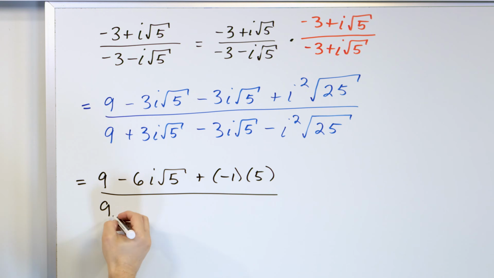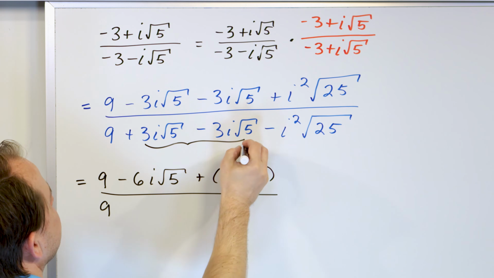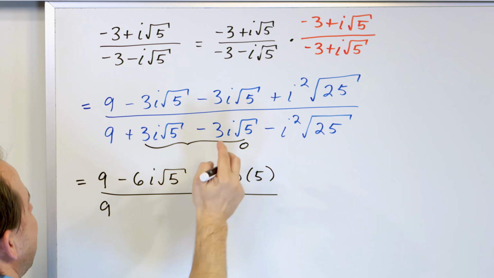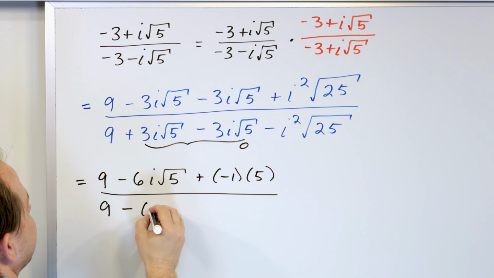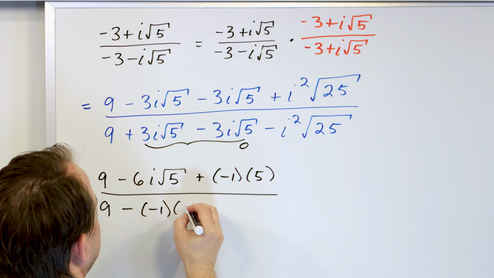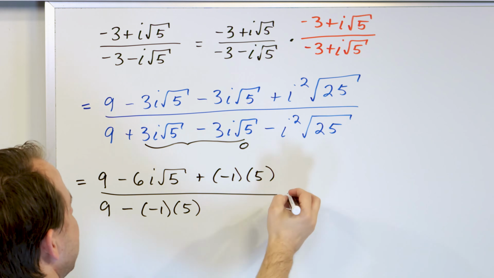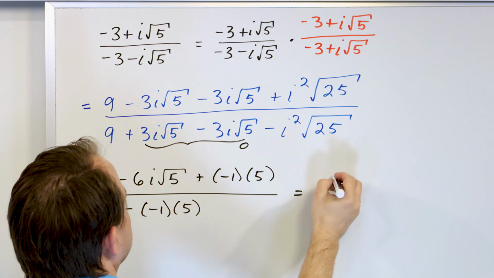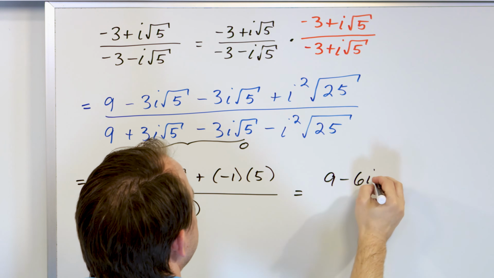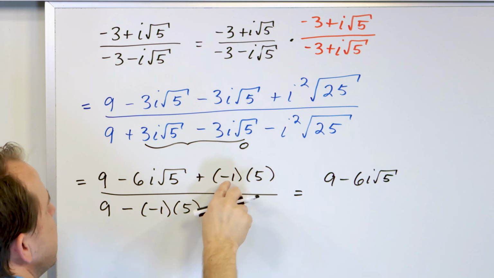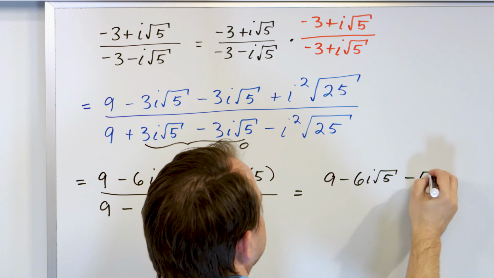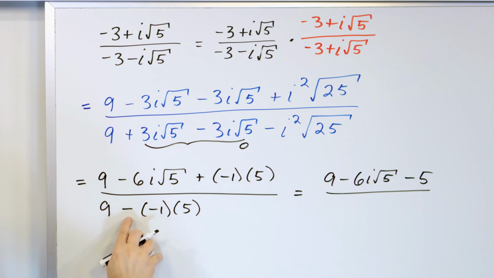Now we have a 9, but this goes to 0, so there's nothing to do there. We have a minus sign. The I squared becomes -1, and the square root of 25 becomes a 5. All right? So what we have then is 9 minus 6I root 5. Then we have a minus 5 now at the end. And on the bottom, we have 9 plus 5.